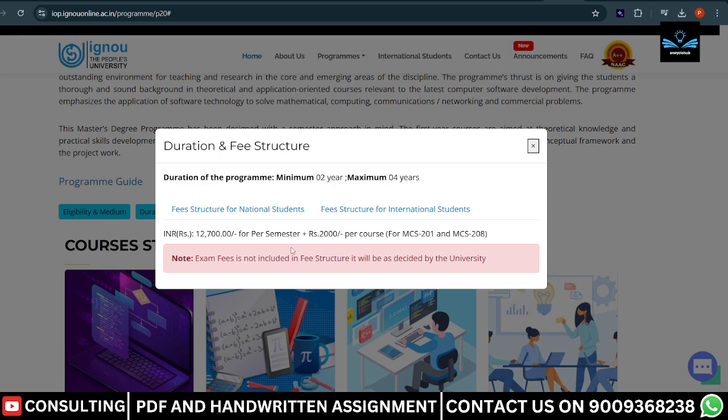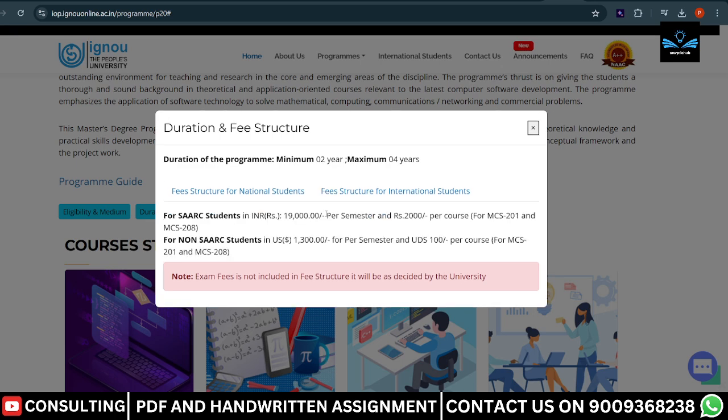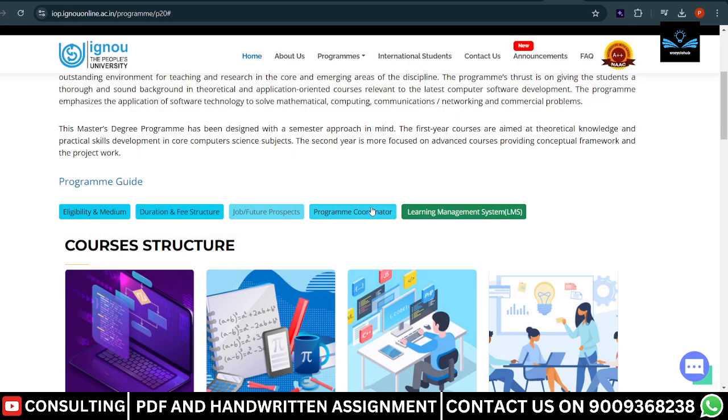And after this, this is the fee structure for international students. For SAARC students, the fee is 19,000 per semester and 2,000 per course. For non-SAARC students, it is 1,300 US dollars per semester and 100 US dollars per course, in which also the exam fees are not included.